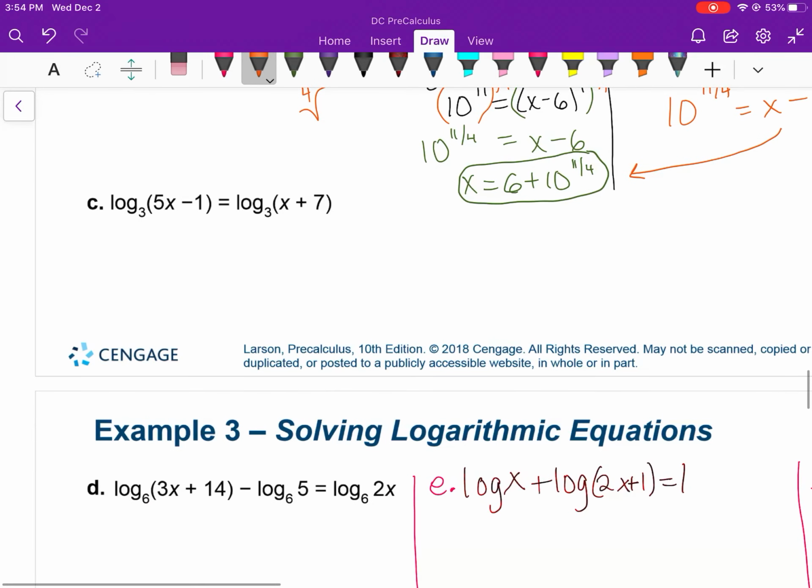On C, I have one log on each side, so I can drop them. This is a 1-to-1 property that I'm using. And x would be 2.